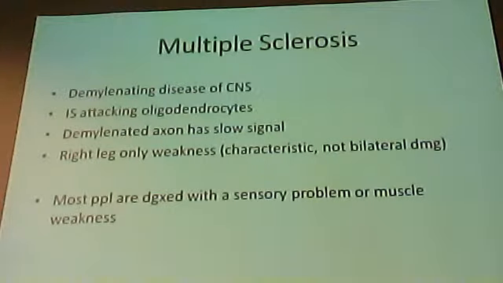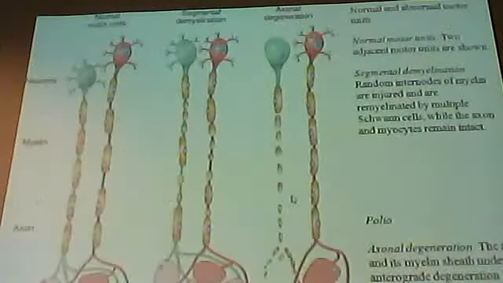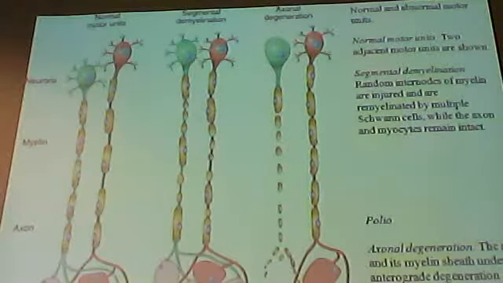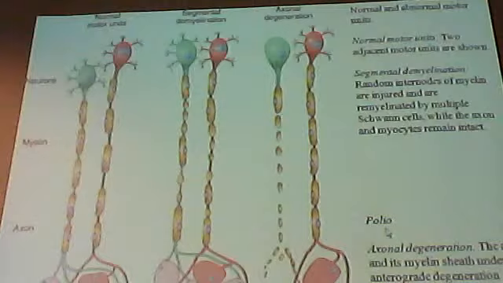And so sometimes you might see a clinically right leg weakness only, and it's not bilateral. It's one problem because of one problem in the brain or something like that. And most people are diagnosed with a sensory or a muscle weakness and not correctly that. Then you've got different types of myelination going on here, so you could have normal, segmental. With segmental, you see how it's just kind of broken up, and then axonal degeneration, so the axon itself doesn't even really stand a chance.